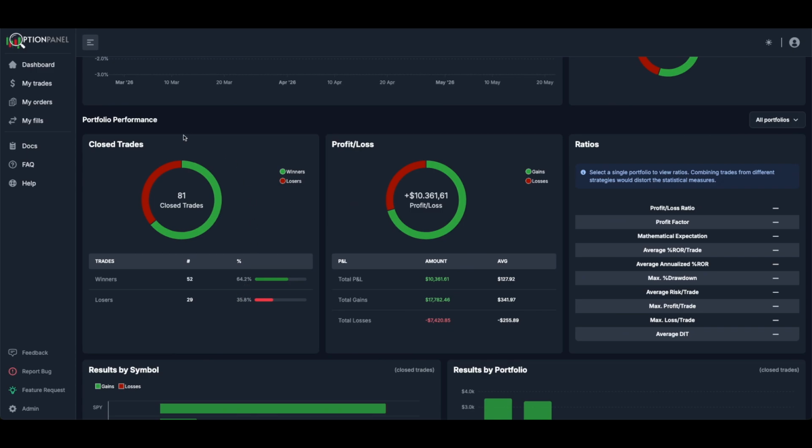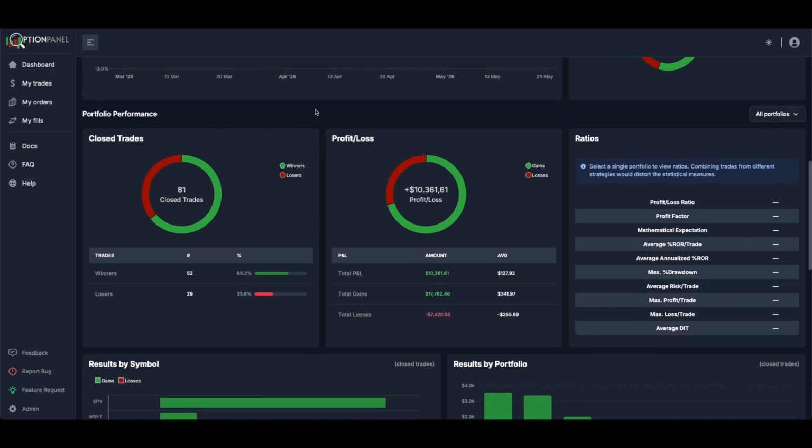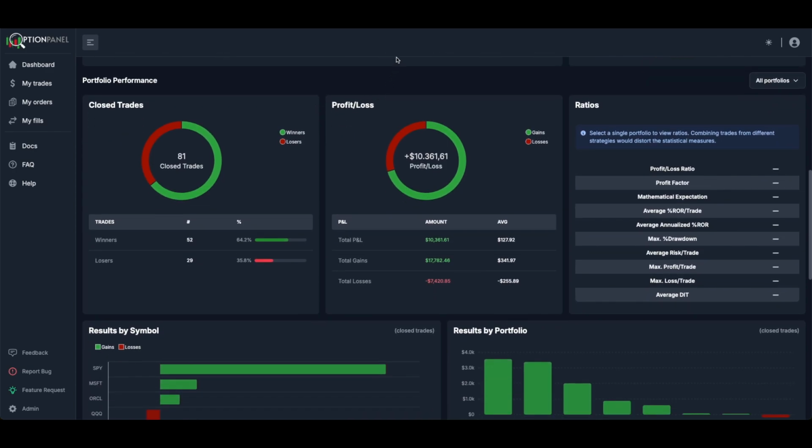In this video, we cover the second part of the option panel dashboard, the portfolio performance section. Unlike account overview, which reflects your account's real-time situation, including open positions, portfolio performance focuses exclusively on closed trades. It is therefore the section that best allows you to evaluate the historical performance of your strategies.